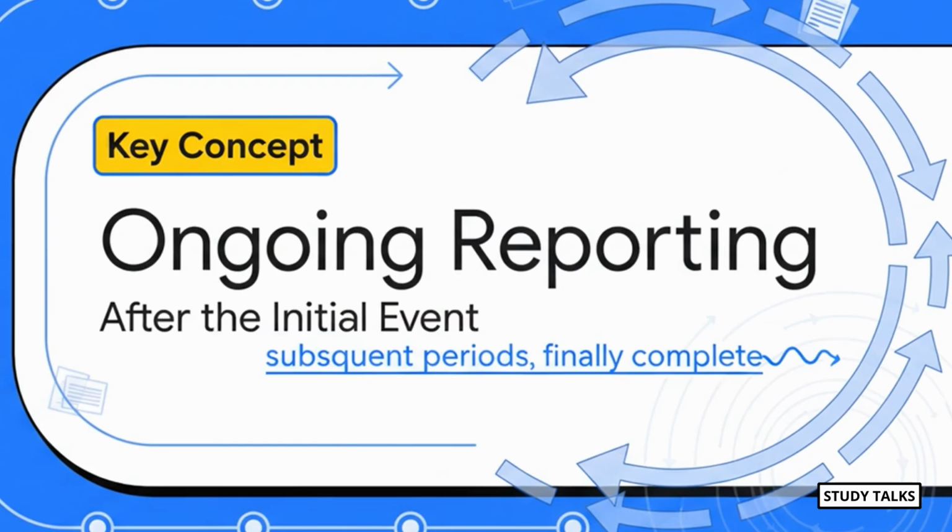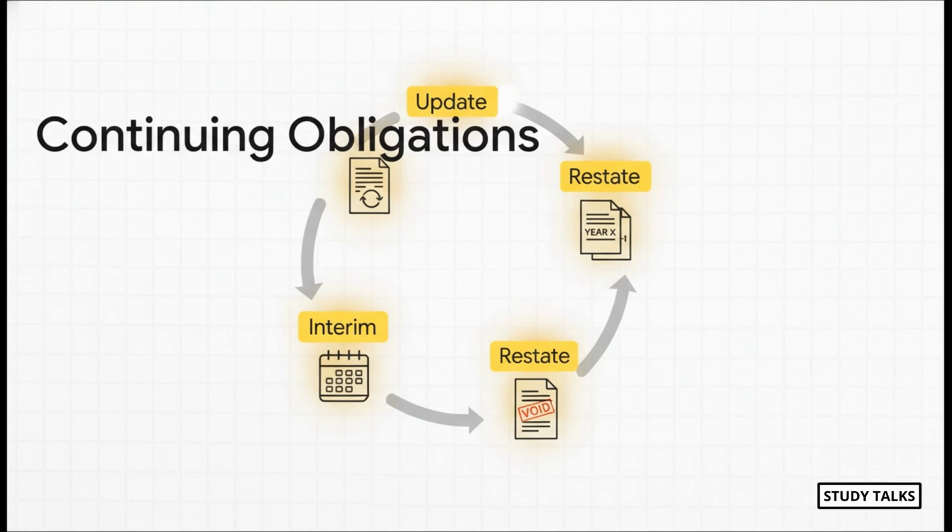You can't just disclose this once and forget about it. This isn't a one-and-done kind of thing. AS 24 says you have to keep reporting on it in every single financial statement until that disposal is totally, completely finished. So let's look at what that means. So you have some ongoing duties.